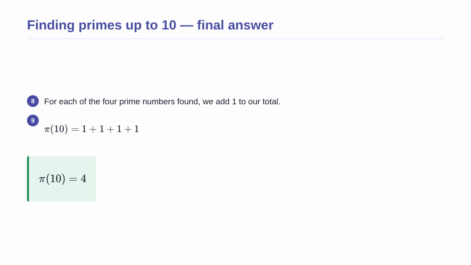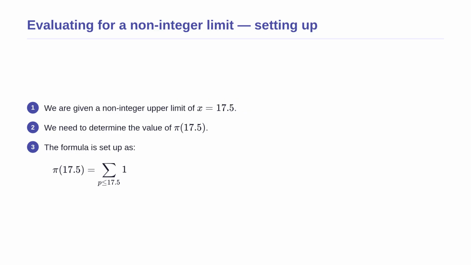Let us try another example, this time with a decimal. We are given a non-integer upper limit of 17.5. We are asked to determine the value of the prime counting function for this decimal number. The input value does not have to be a whole integer. It can be any real number.